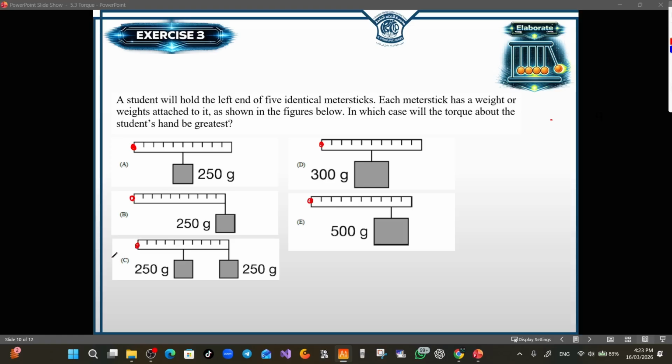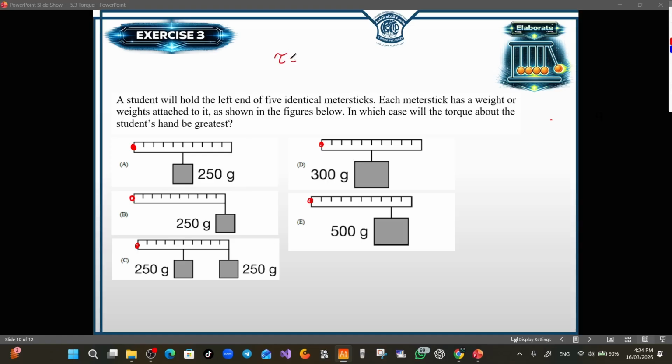Each meter stick has a weight or weights attached to it, as shown in the figure below. In which case will the torque above the student's hand be greatest? Here, I'm not going to find the torque due to each one of these cases. In order to save time, we're going to use the elimination method.